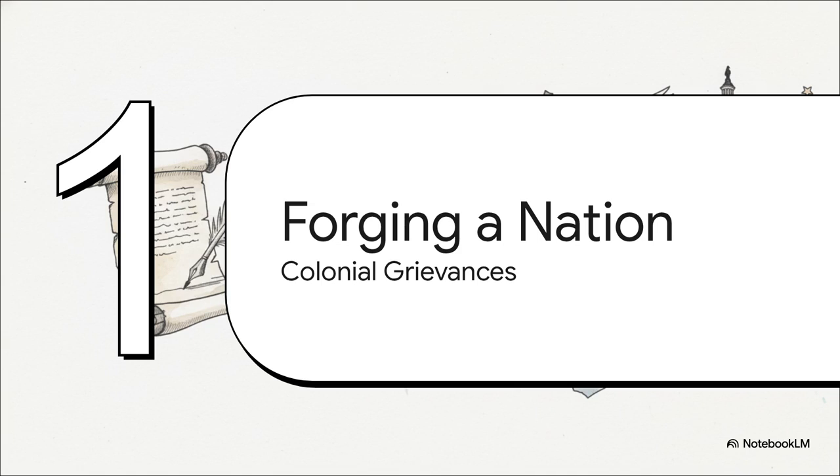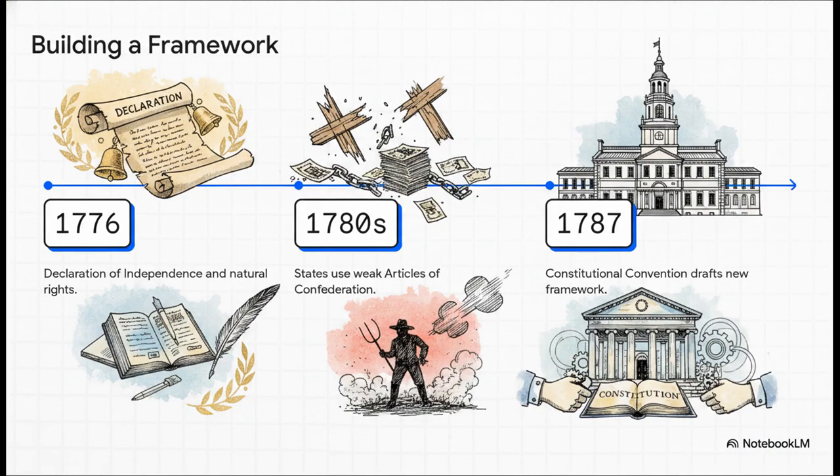Okay, part 1, forging a new nation. Let's talk about going from colonial grievances to a totally new framework. Long before there was officially a nation, there were these deep-seated colonial habits of self-government. For decades, colonists had been choosing local officials, paying taxes through their own assemblies, that kind of thing. So that sudden pushback against new British taxes was basically inevitable.